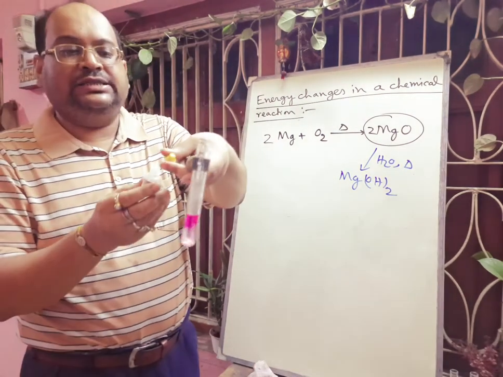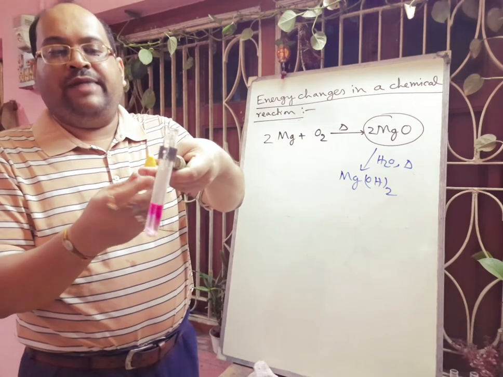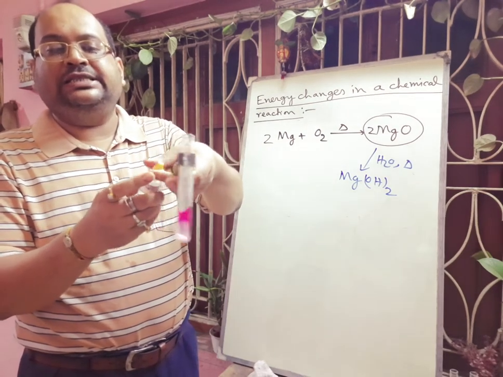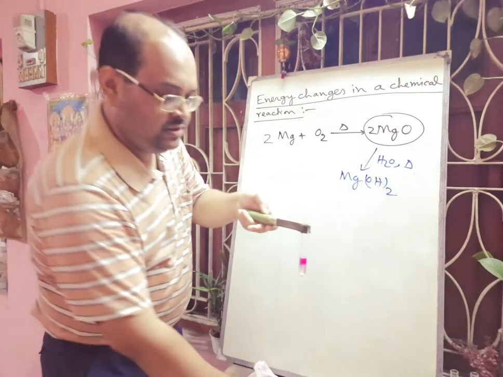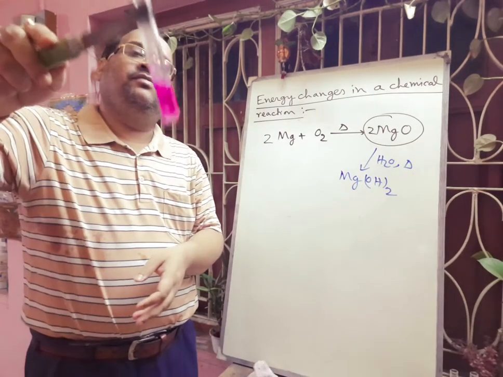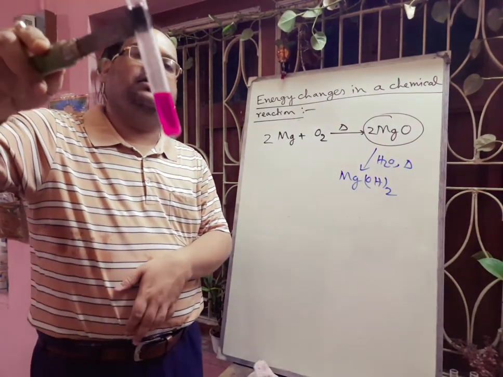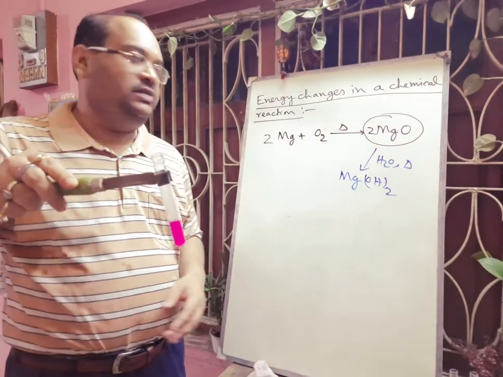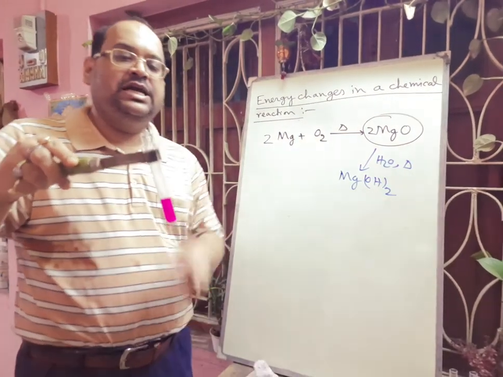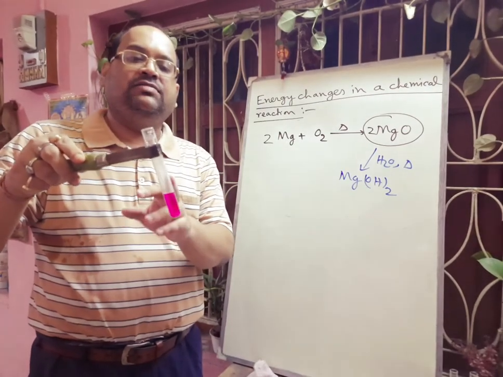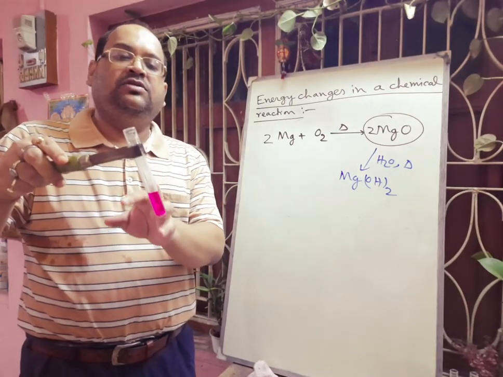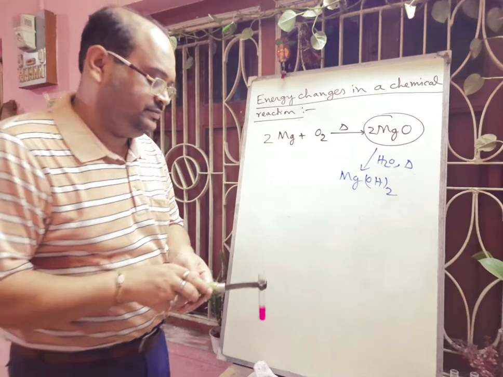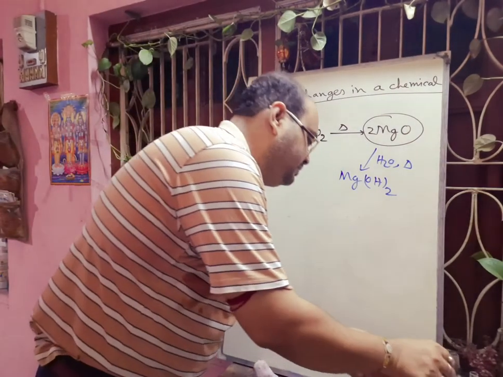So that indicates that magnesium oxide is basic in nature. The whole solution turns pink in color. So magnesium oxide is basic in nature. From here you can understand it is forming magnesium hydroxide. That is why it is changing the color of the phenolphthalein solution into pink color. Hope you can understand.